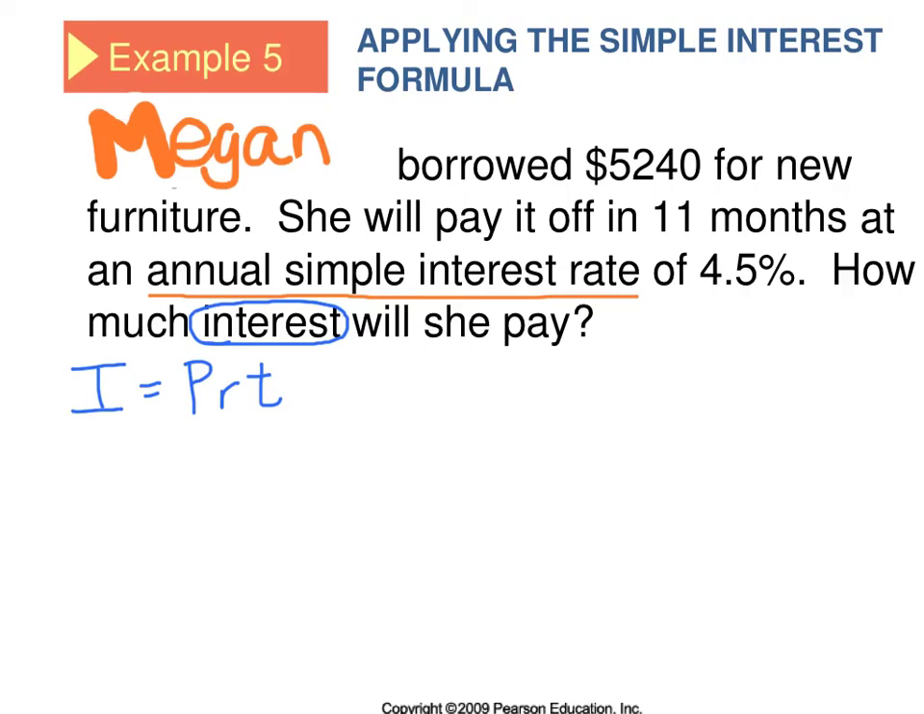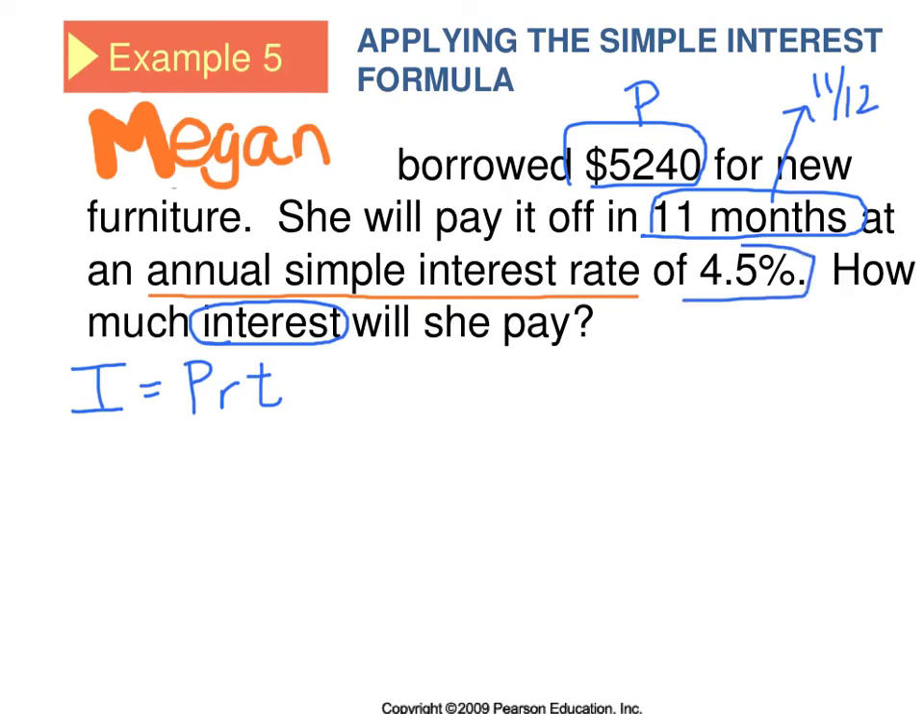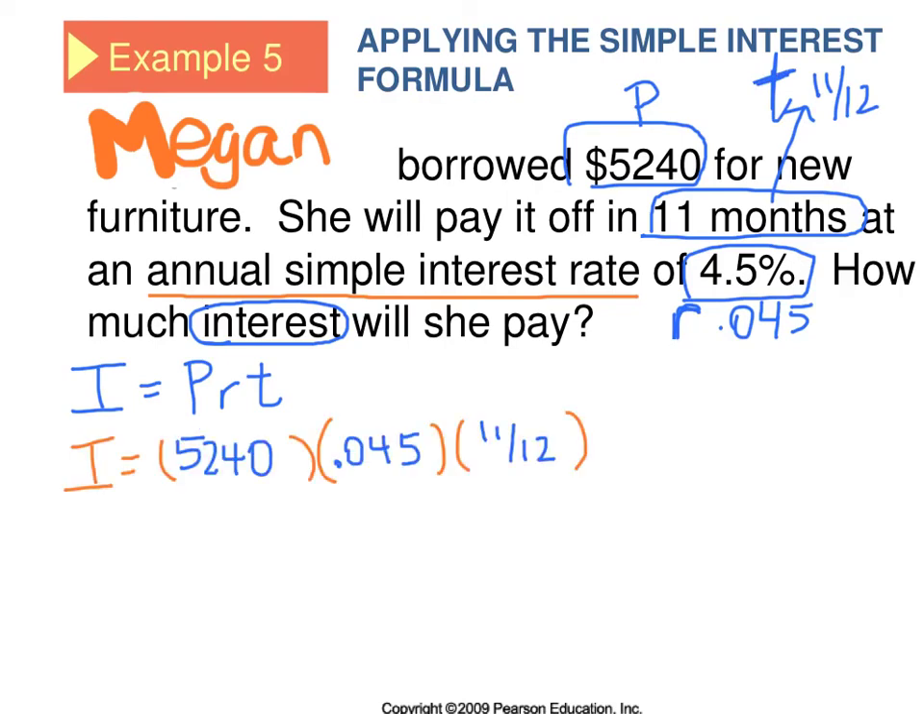The principal is the amount borrowed, which is $5,240. The time is 11 months, but remember I have to transform that into years, so 11 months would be 11/12 of a year. The interest rate is 4.5%, or 0.045 for our R. Now we're just going to take those 3 values and plug them into our formula. So now the values are plugged into my formula, and all I have to do is multiply for the solution.